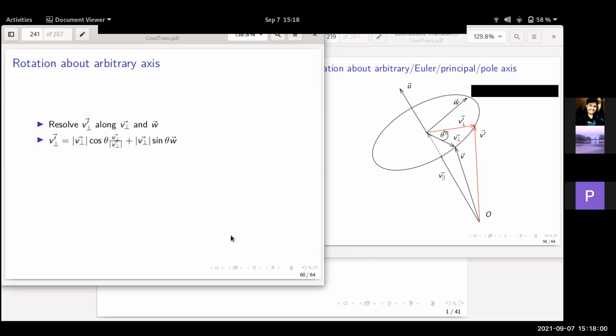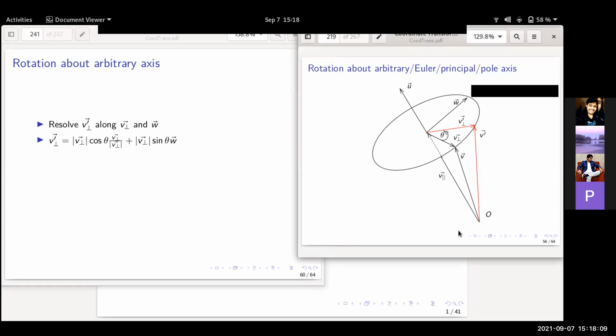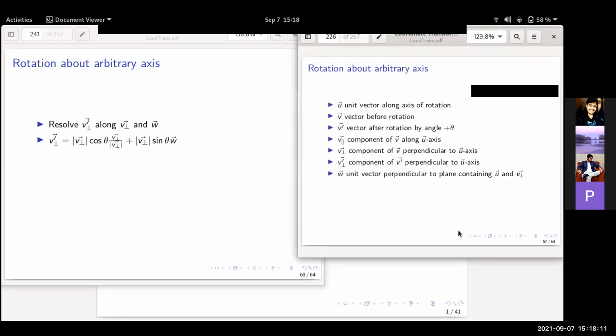Sir, W is a unit vector along the direction of the cross product of U and V perp, right? Very good. Right. We just mentioned it as orthogonal. Yes, it is a cross product of U and V perp. Here we have just said W is perpendicular to the plane containing U and V, which is nothing but the cross product of that. You are right.